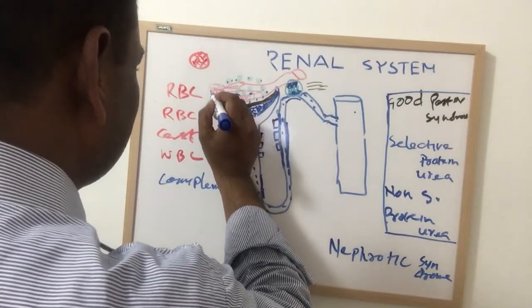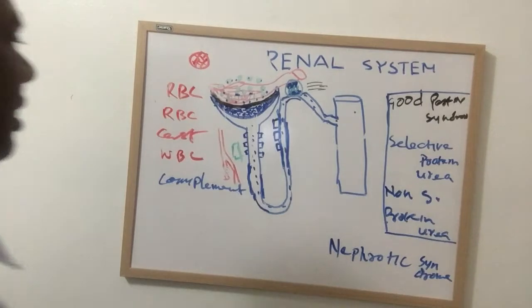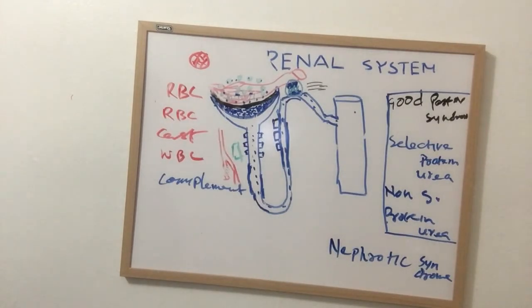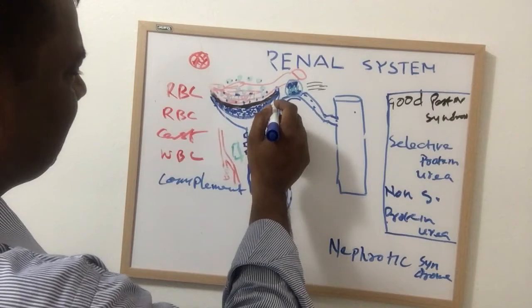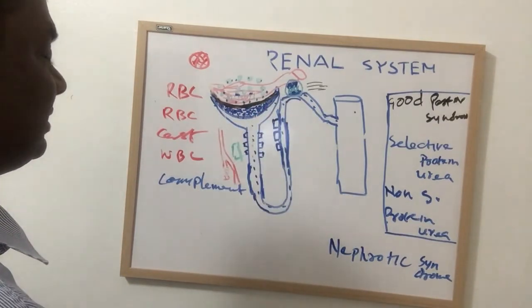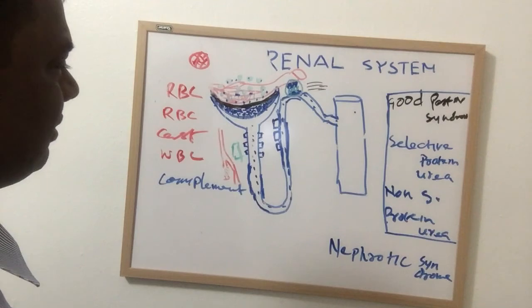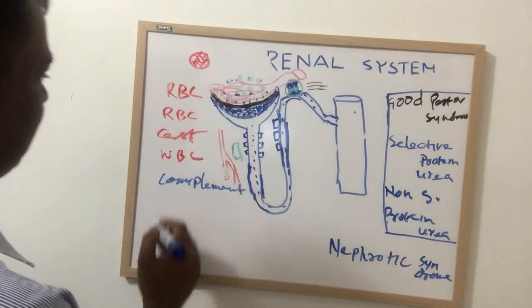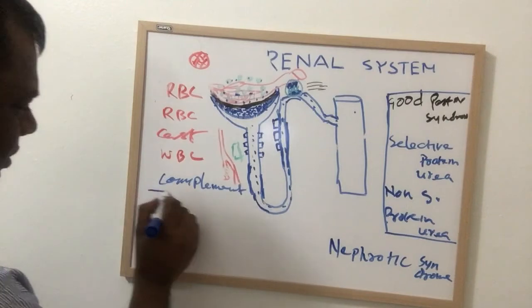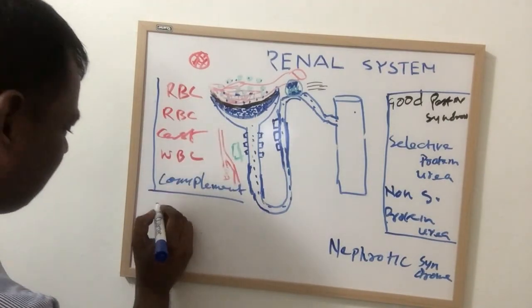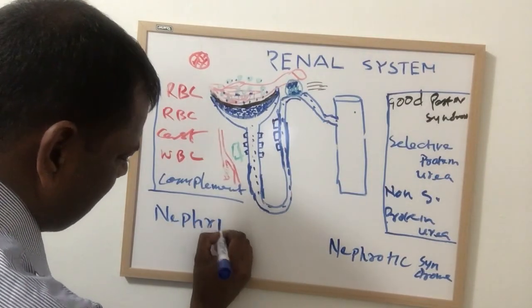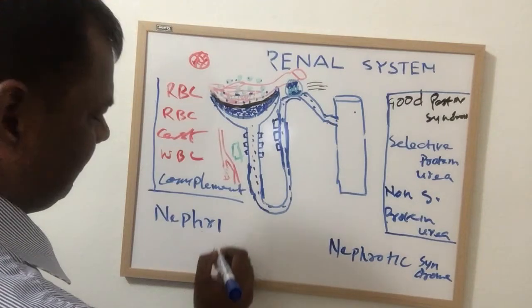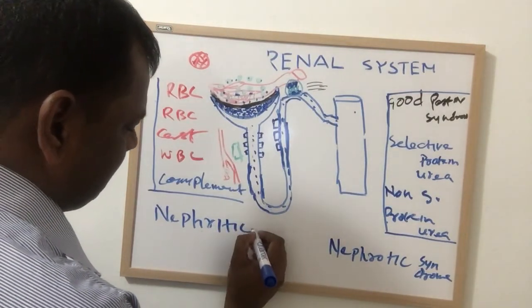Once those come into this area and make a trafficking here, this is called crescentic glomerulonephritis. This syndrome is actually now acute renal failure or kidney failure. All those pathologies are called nephritic syndrome.